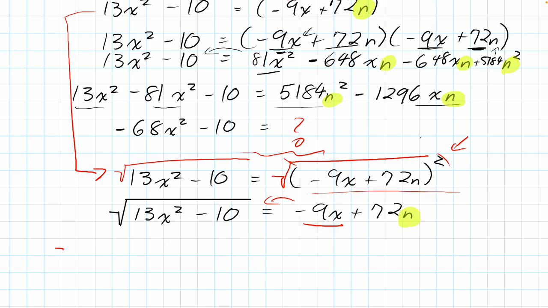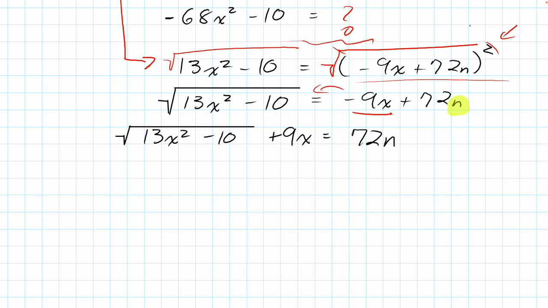So we end up with the square root. Write our square root over again, which is 13x squared minus 10. Now we move the 9 over, that's going to become plus 9x. And then we're left with 72n. n's almost by itself. Let's get n by itself. If I divide this side by 72 and I divide this side by 72, I end up with this. n, which is great. That was the entire goal.